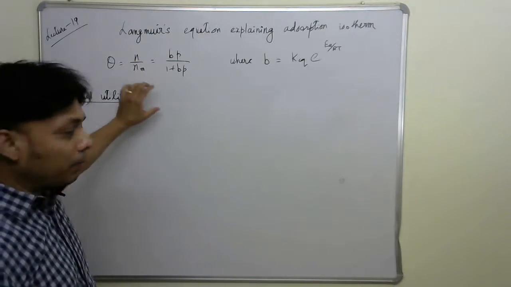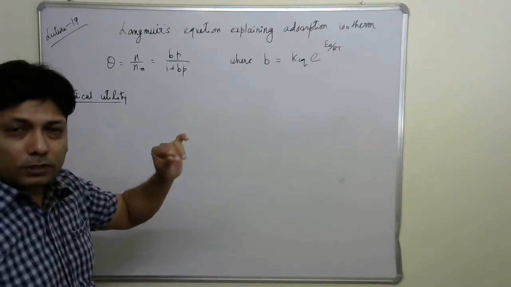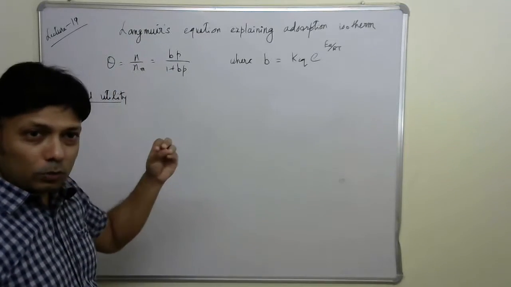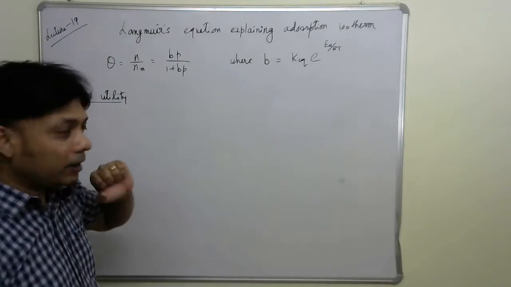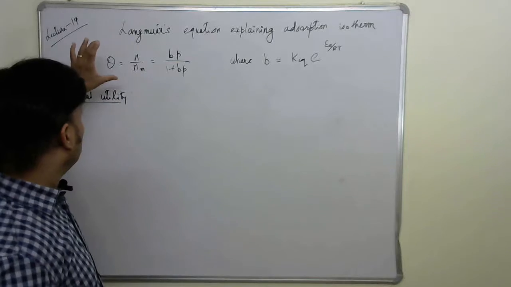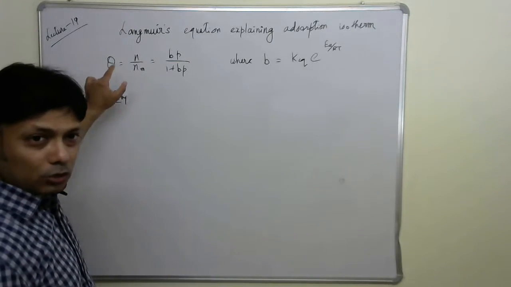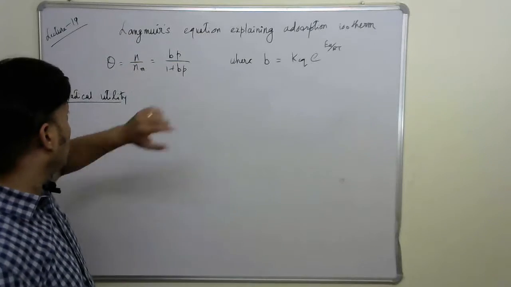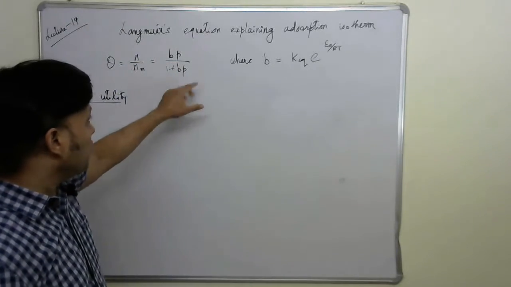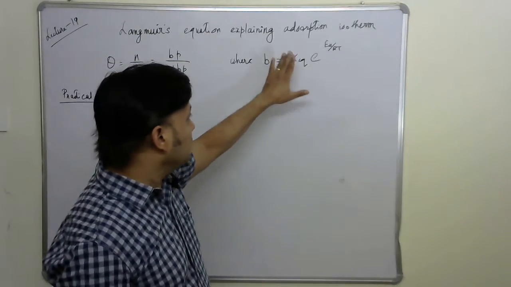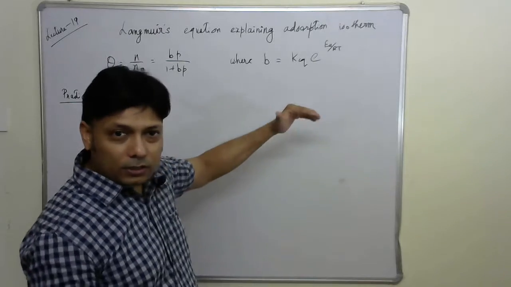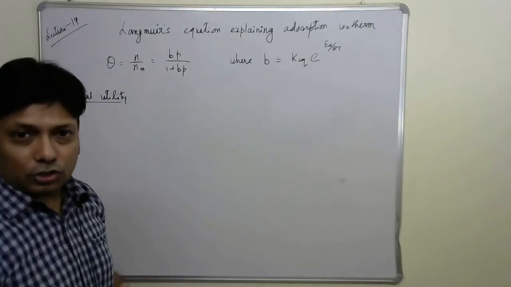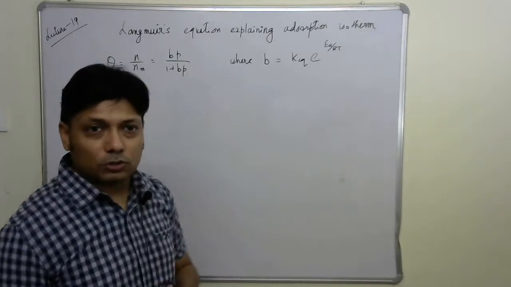Langmuir's adsorption isotherm relates theta, that means the number of molecules occupying the surface over the total number of molecules needed to form a complete monolayer. So this is a fraction, in other words the fraction of gas molecules adsorbed, theta, and how it is related with the pressure of the gas molecules. Theta is equal to bp divided by 1 plus bp, where b is a constant, which is nothing but the equilibrium constant of the entire adsorption desorption process multiplied by e to the power Ea by RT, where Ea is the activation energy of the desorption process and T is the absolute temperature.